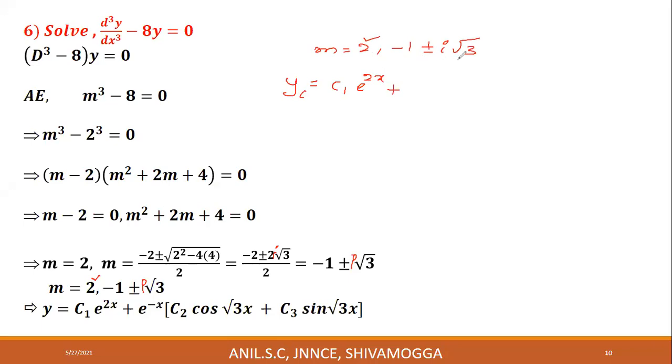These two roots are complex roots. Therefore, we write the solution as e power real part times x. Real part is minus 1. Therefore, e power minus x into arbitrary constant C2 into cos imaginary part times x. Imaginary part is root 3, so cos root 3x plus C3 into sin root 3x. This is the solution.